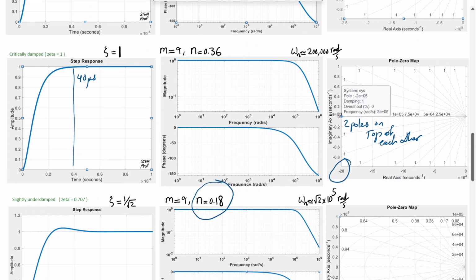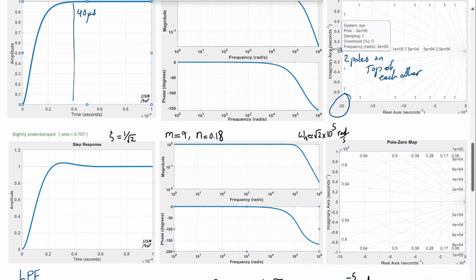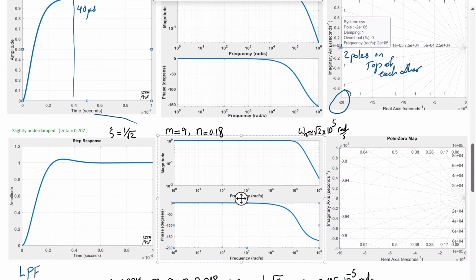Now beyond this point, if I keep reducing n further while keeping m and RC constant, I get to n 0.18. And in this case, zeta, the damping factor, becomes 1 over square root of 2, which is 0.707. Because it's less than 1, it means we are slightly underdamped. It's not a lot less than 1, just slightly less than 1.